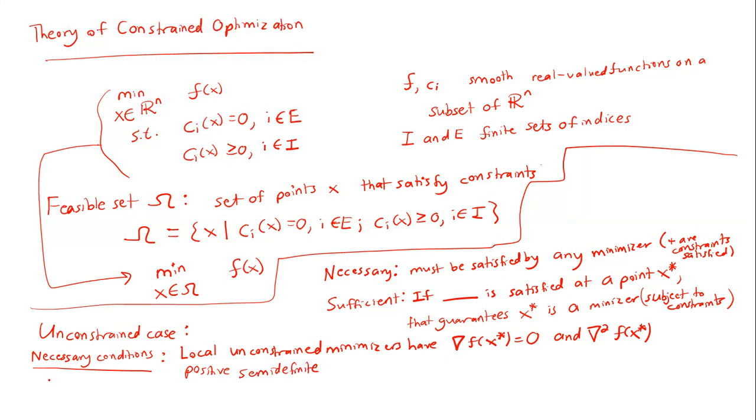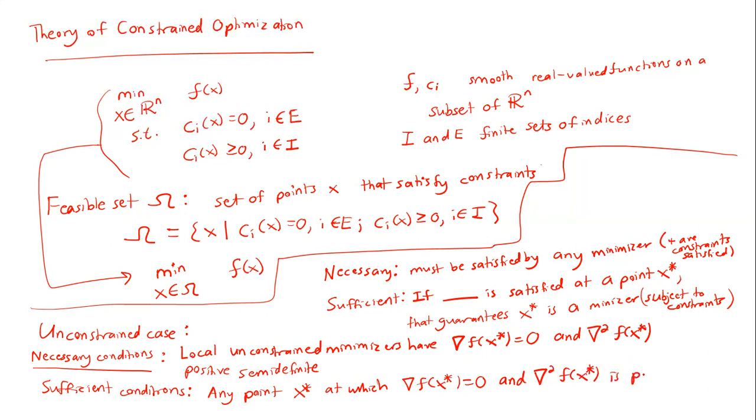And then our sufficient conditions were that any point x star at which del f of x star equals 0 and del squared f of x star is positive definite, notice this is not positive semi-definite, this is actually positive definite in accordance with what we learned before, is a strong local minimizer of f.